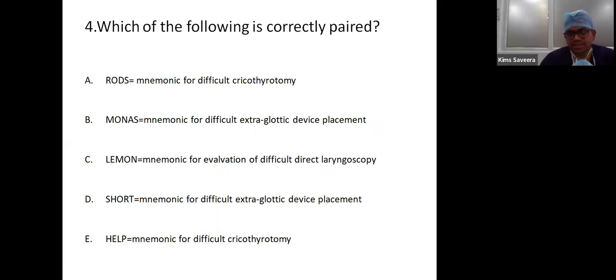Which of the following is correctly paired? We have shown some mnemonics: this is the ROD mnemonic for difficult cricothyroidotomy, and this is the MOANS mnemonic for difficult extraglottic airway device placement, and LEMON is for evaluation of difficult airway direct laryngoscopy, and SHORT mnemonic for difficult placement of extraglottic airway devices, or HELP mnemonic for difficult cricothyroidotomy.